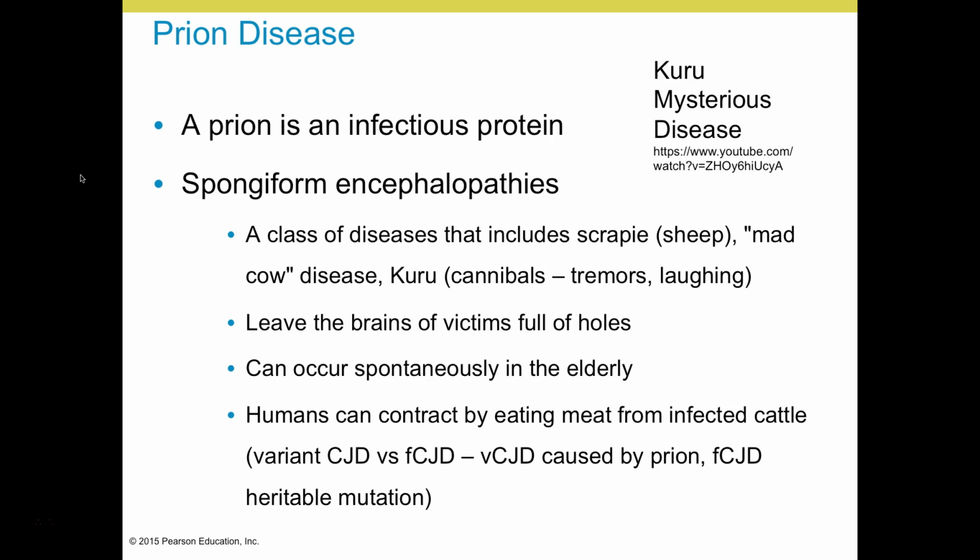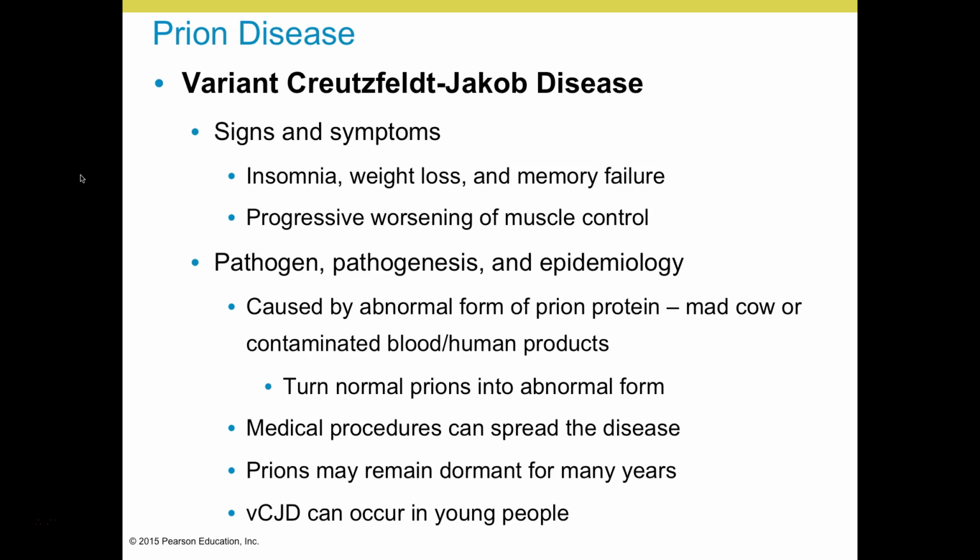There are variants of this disease, and they also occur because of eating meat from infected cattle. The vCJD, which is variant Creutzfeldt-Jakob disease, causes insomnia, weight loss, and memory failure. It goes into progressive worsening of voluntary and involuntary muscle control, and it is caused by an abnormal form of prion proteins, the one that causes mad cow or contaminated blood human products.